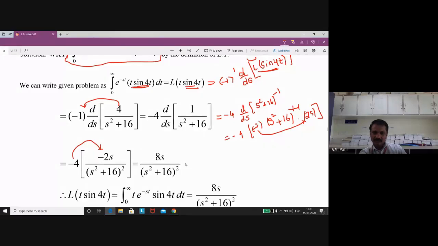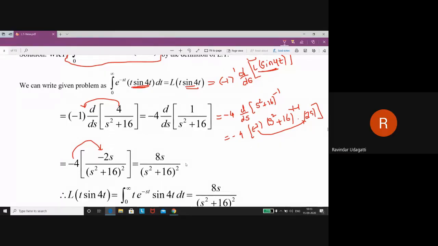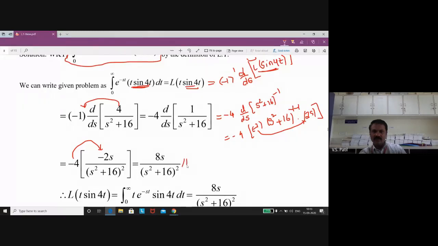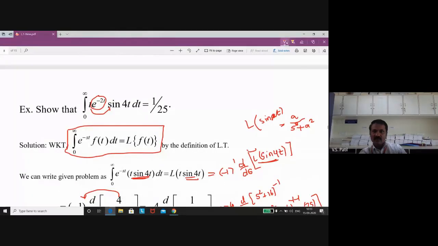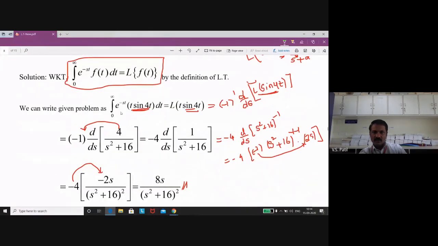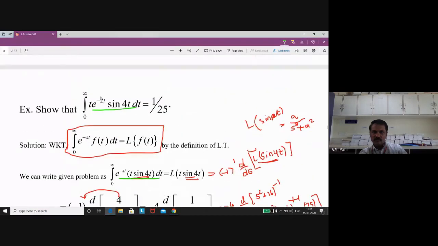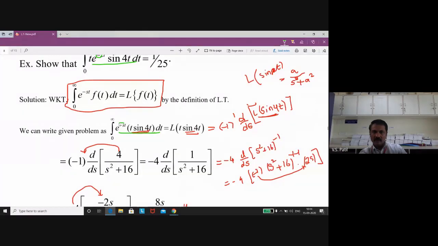Is that clear? Yes, sir. Now, is this the final answer we needed? No, sir. What we required? We are required to evaluate this integral, but we got the value of this, isn't it? So what is the difference between these two? In place of minus 2t here, you have minus s.